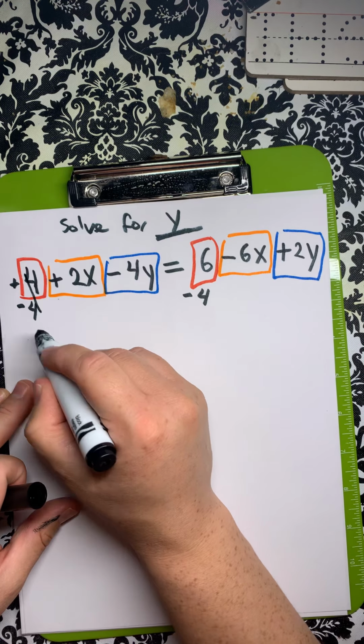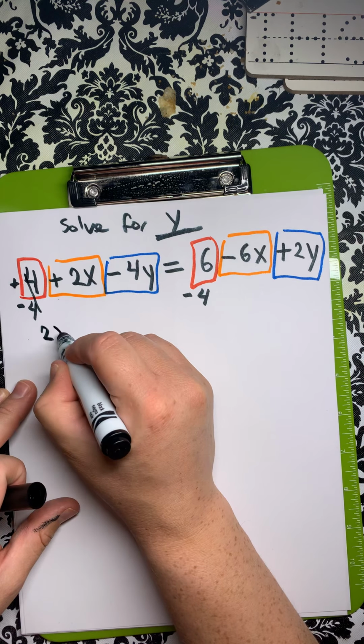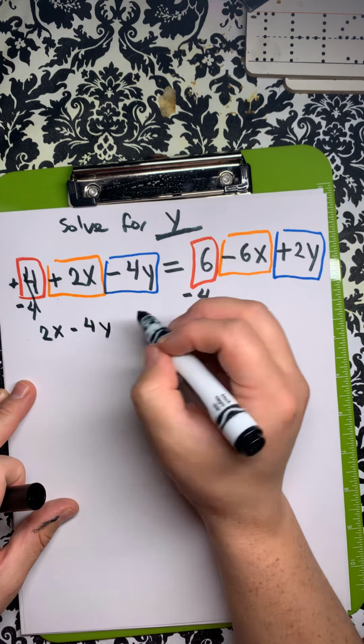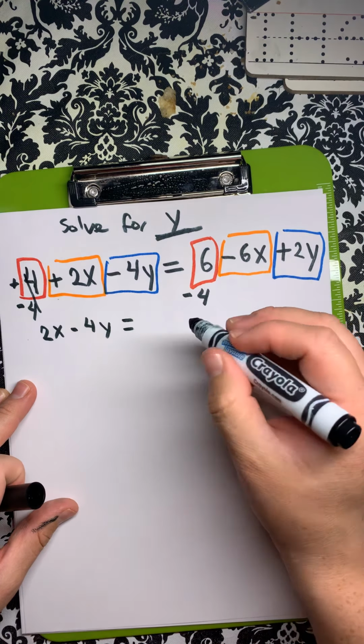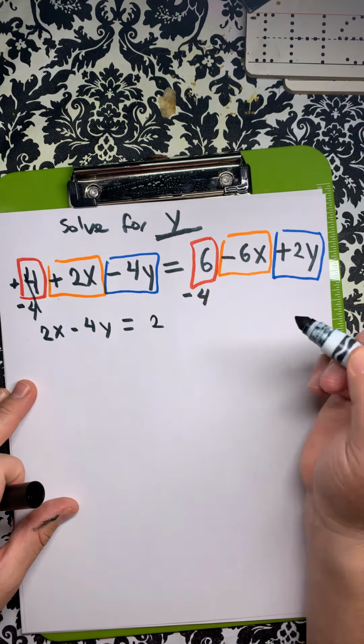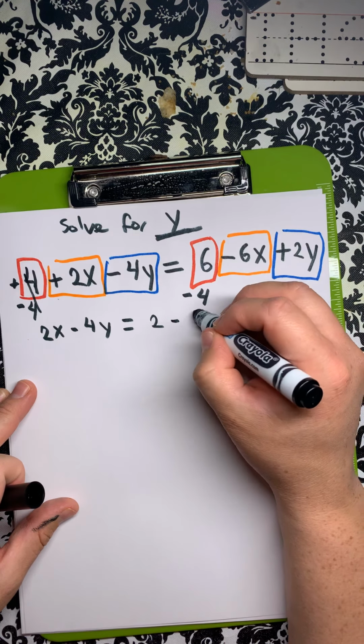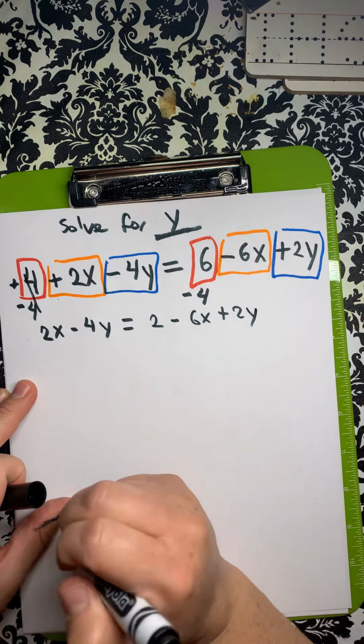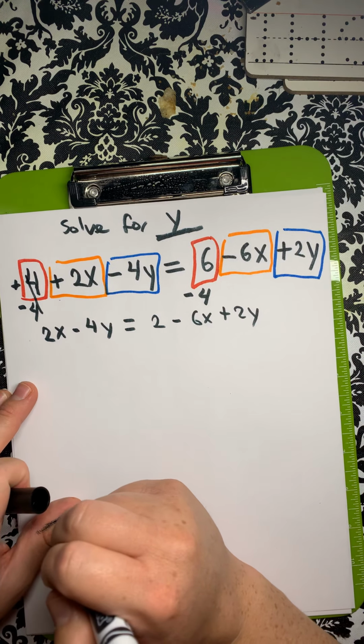We're rewriting 2x minus 4y equals 2 minus 6x plus 2y. Okay, so there's your first step.